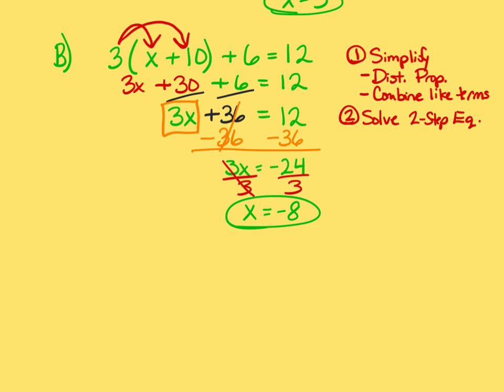So we simplified by first doing the distributive property and then combining like terms that were on the same side of the equal sign. Then we had a two-step equation, which we solved by first subtracting 36 from both sides and then dividing both sides by 3 to get x by itself, which was negative 8.